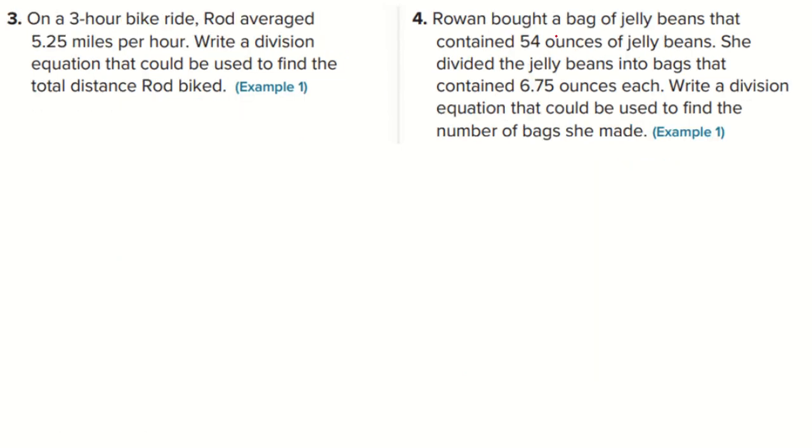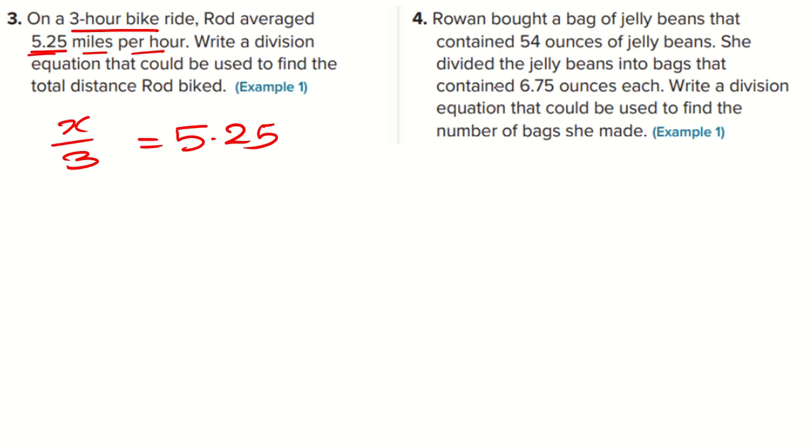Now the next is: on a 3-hour bike ride, Rod averaged 5.25 miles per hour, meaning in 1 hour he is going 5.25. Write a division equation that could be used to find the total distance. So distance, you can do with the formula of science also, otherwise in general also you can do. This is the average. So 5.25 equals how much time he is riding? 3 hours. So x divided by 3. Okay.